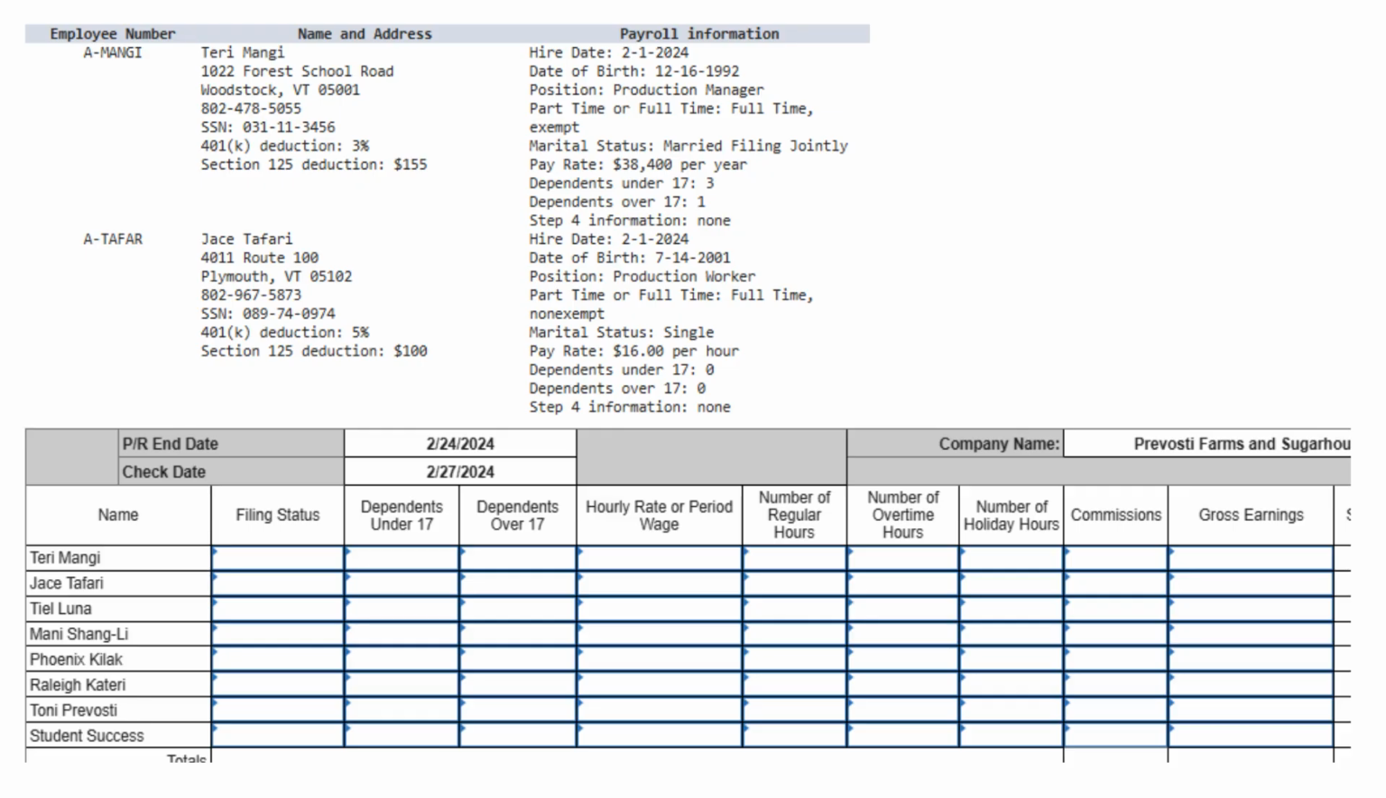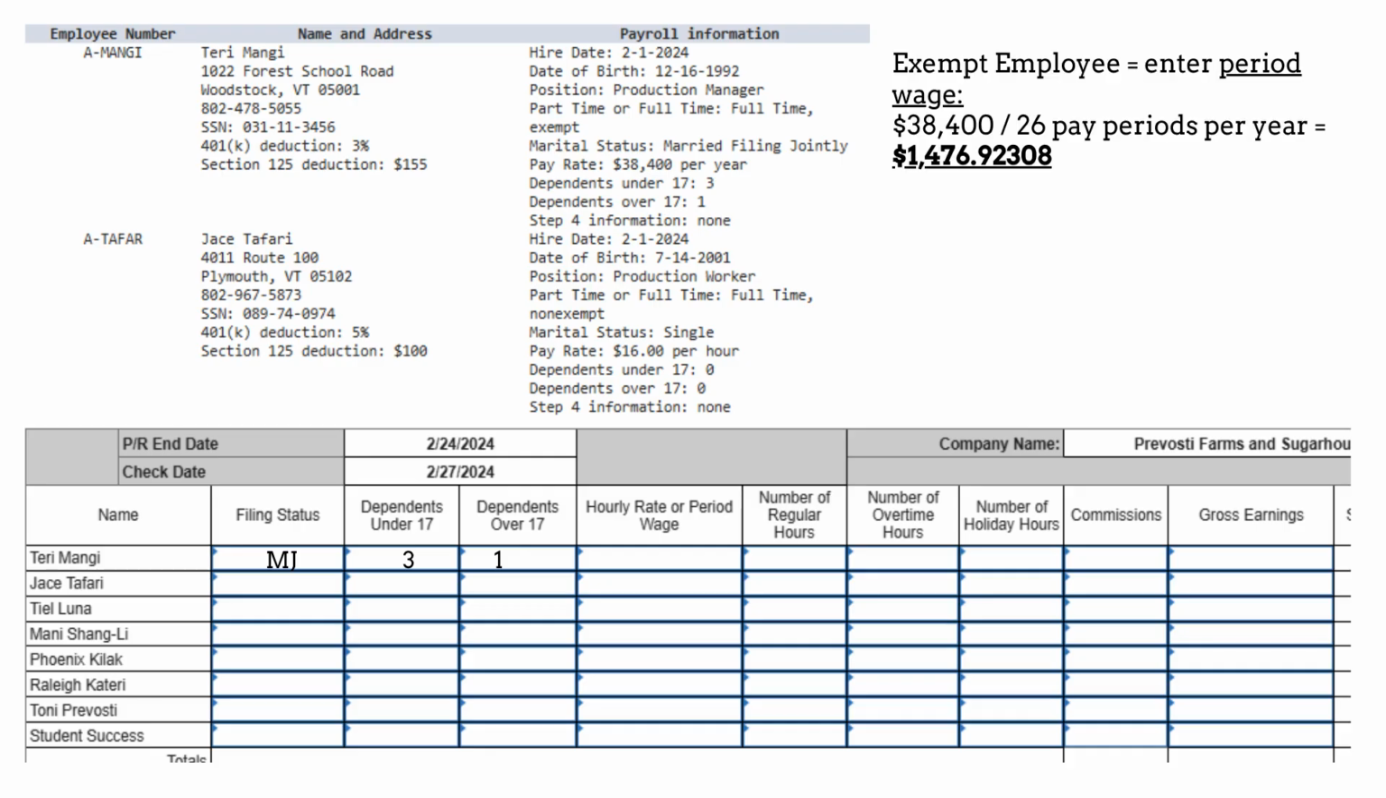Terry has the filing status married filing jointly and has 3 dependents under 17 and 1 dependent over 17. Terry earns $38,400 per year, and when I divide $38,400 by 26 biweekly payroll periods, I get $1,476.92308 as the period wage. I am not going to enter anything into the next columns for regular hours and overtime because Terry is an exempt employee. In the gross earnings column, I'll enter $1,476.92 because this column is supposed to only have 2 decimal places.